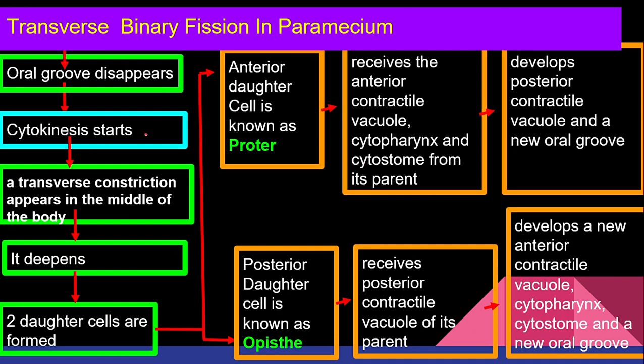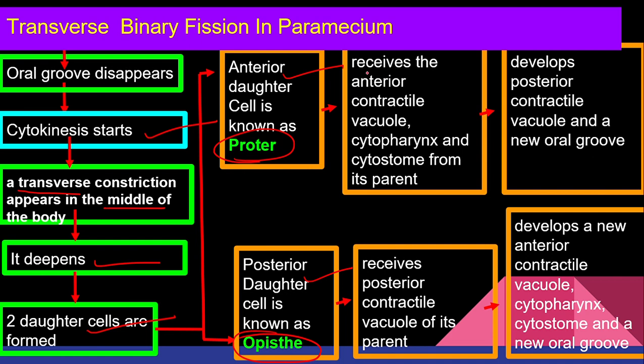Now, then cytokinesis starts. Cytokinesis, how will it occur? Transverse constriction appears in the middle of the body. It deepens and forms two daughter cells. One is anterior, the other one is posterior. The anterior one we call proter, the posterior one we call opisthe.